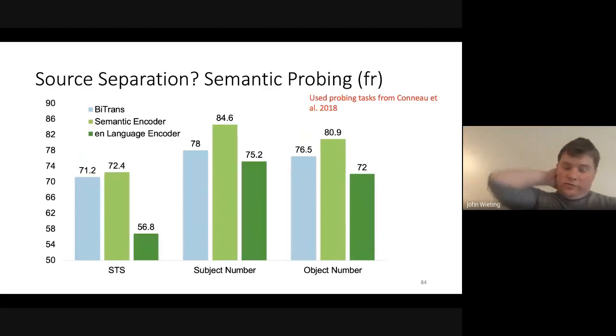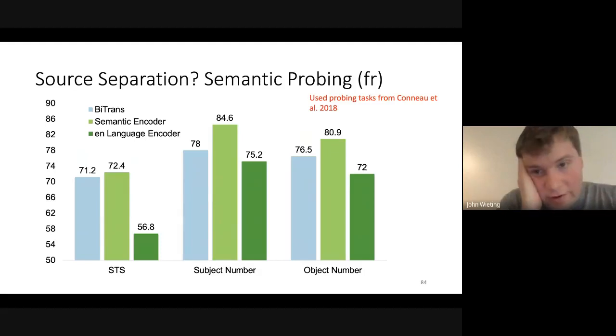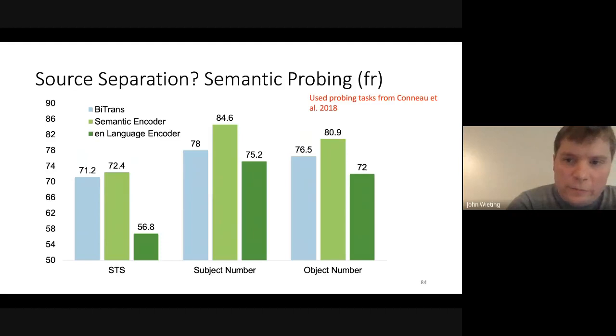And then, are we actually doing source separation, which is what we've been proposing this whole time? It's important to verify that this is happening. So we tried some probing tasks. Essentially, we took the English-specific language encoder, our semantic encoder, and our bi-trans model, our translation baseline, and we just looked at how they do on these various probing tasks.